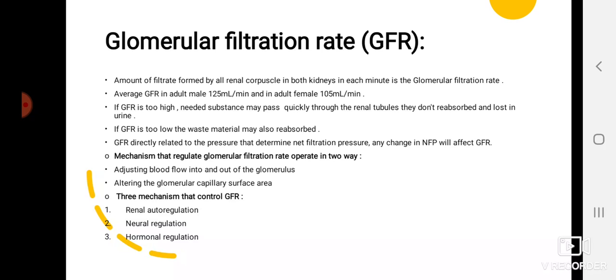Glomerular filtration rate. Now we discuss the glomerular filtration rate. The amount of filtrate formed in the renal capsules of both kidneys in each minute is called the glomerular filtration rate. In an adult male, the average glomerular filtration rate is 125 ml per minute, and in the female it is 105 ml per minute.